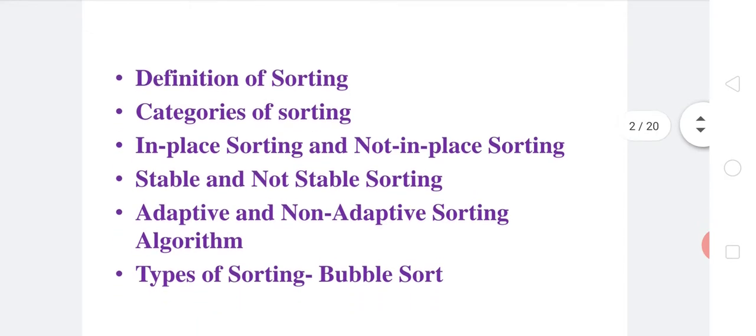Today in this lecture we will discuss some points which are listed here. The first point is definition of sorting or introduction of sorting. Then we will discuss categories of sorting. Then we will discuss in place sorting and not in place sorting. Also we will see stable and not stable sorting. Also we can see adaptive and non-adaptive sorting algorithms. Also we discuss types of sorting. The first type is bubble sort.